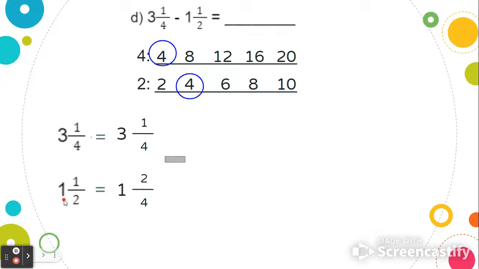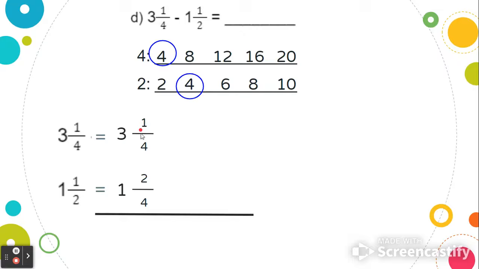Now we can subtract. We always start by subtracting the fractions first. You'll notice we have 1/4 minus 2/4, but we can't do that the way it's written here. We can't do 1 minus 2 without regrouping. So we need to create fractions greater than 1, or improper fractions, so that we can actually subtract these fractions together.